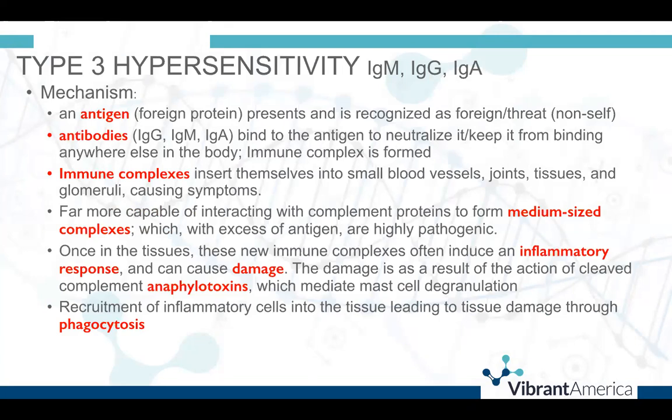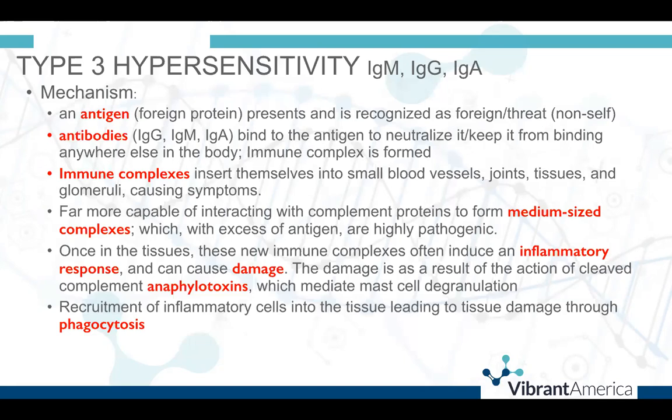And as soon as it sees something that is not us, it is then classified as foreign or a threat, depending on what it is. Antibodies in the form of IgG, IgM, or IgA, depending on what's happening and where the location in the body is, bind to the antigen to neutralize it or keep it from binding anywhere else in the body, and this forms an immune complex. Immune complexes can insert themselves into other places in the body, such as small blood vessels, joints, tissues, glomeruli in the kidney, and this is what causes symptoms.